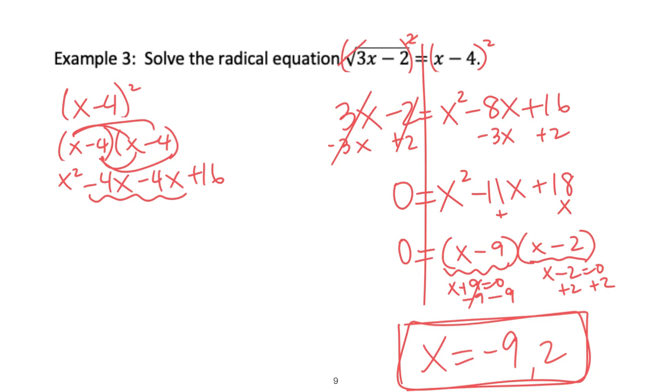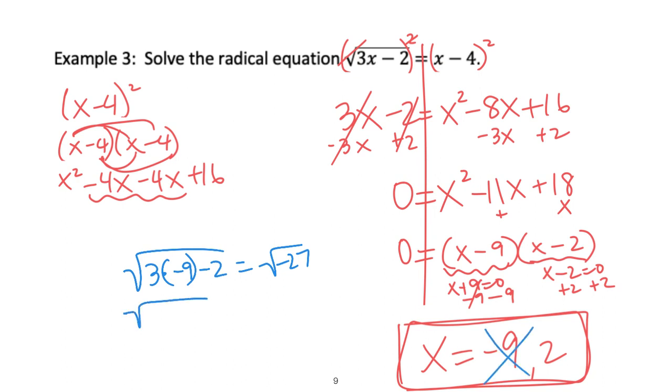So if I were to plug each of these answers that we got in there, so 3 times negative 9 minus 2, that would give me a square root of a negative 27. So that answer of negative 9 is not possible. But if I plug in my other answer of positive 2, that would give me a square root of 4. And that's okay. We can have that, but we can't have that square root of a negative.